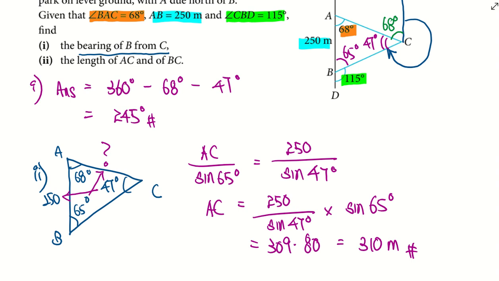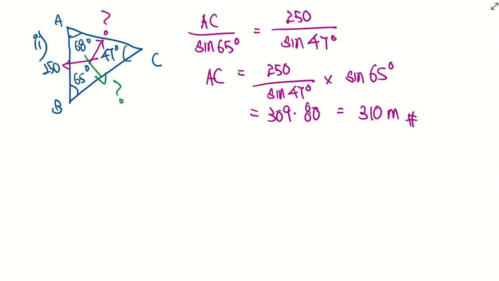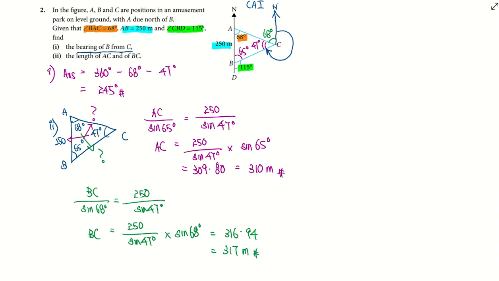So the length of AC is calculated to be 310. Using a similar approach, I will go about using sine rule to find the length of BC. Take note BC is opposite the angle 68 degrees. Using sine rule, with some simple manipulation, go about solving. There you have it. Both lengths are solved as well.